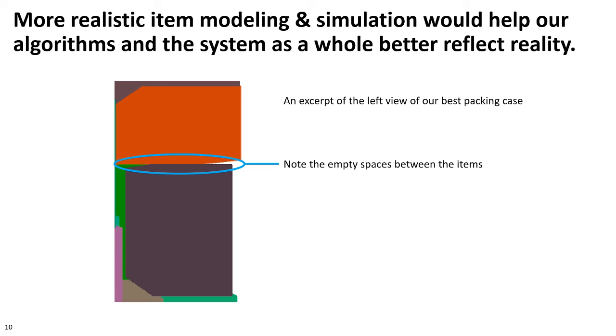Additionally, our system assumes every item is perfectly rigid, which is generally not the case. Updating our models and simulation to allow for these additional properties would help improve our algorithm and avoid minor errors caused by our simplifying assumptions, such as some items slightly floating above others, as you can see on this slide.